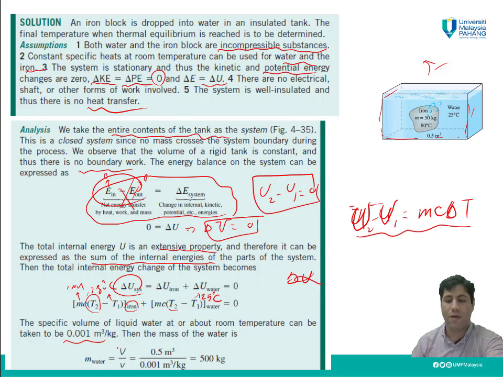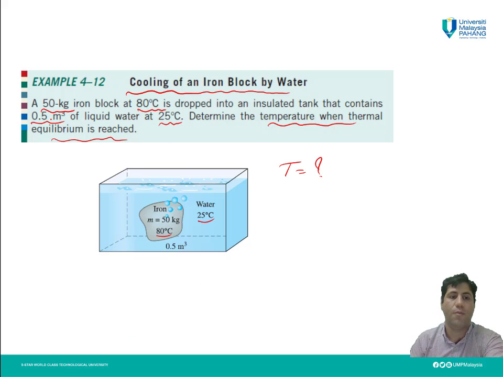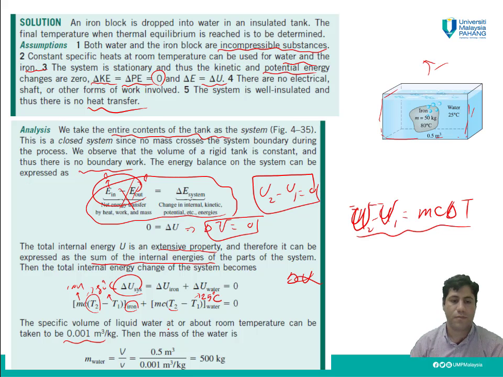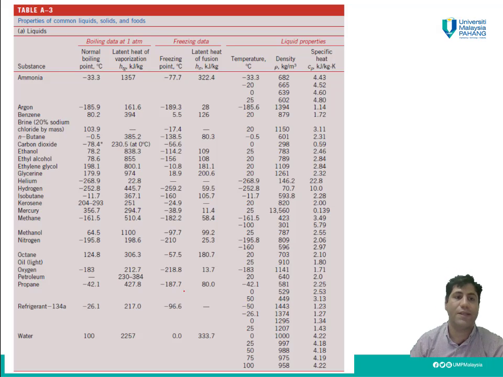We have the volume of the water, which was given as 0.5 meter cubed, and we also have the specific volume of the water, so the result of this equation will be 500 kilograms. So we have 50 kilograms of iron and 500 kilograms of water. So we also have the mass of the water. How about the specific heat of the iron and water? To find it, we need to go to table A3.